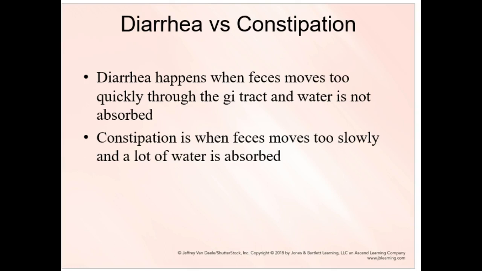Diarrhea happens when feces simply moves too quickly through the GI tract and water is not absorbed. This happens when our medulla senses that we have something that shouldn't be in our foodstuffs, bacteria, viruses, food poisoning, and it will increase motility of the GI tract and push the feces through, and you get diarrhea.